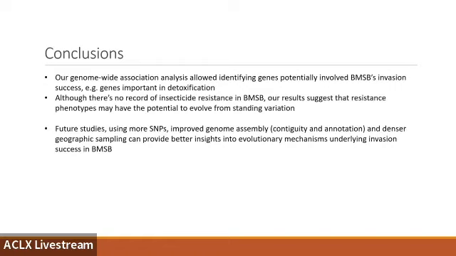Future studies using more SNPs, for example, by using whole genome resequencing, having an improved genome assembly, both in terms of contiguity and annotation, and also having a denser geographic sampling, including unsampled invasive populations, for example, in Europe, or unsampled populations within the native range, especially in China, which is the main source of global invasion, can provide better insights into evolutionary mechanisms underlying invasion success in BMSB.